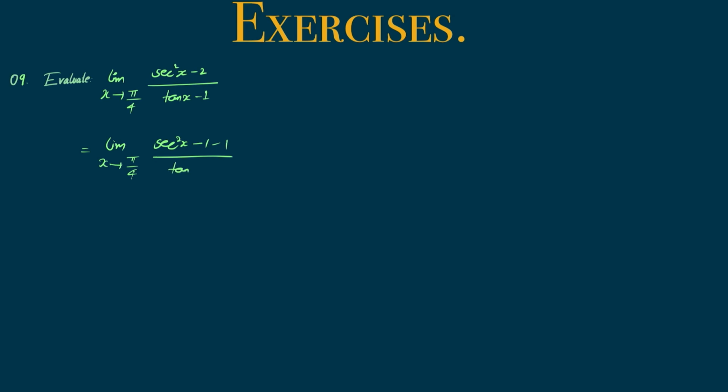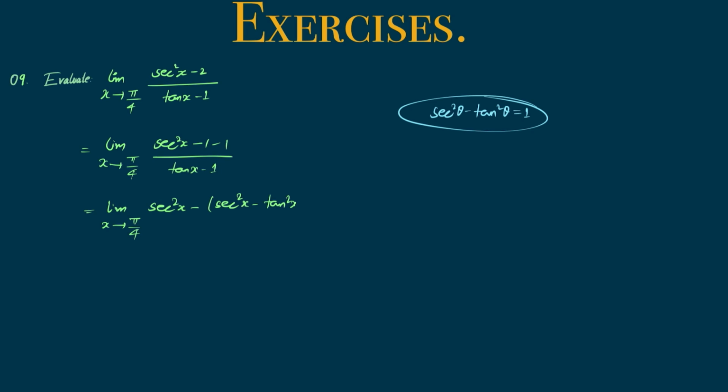So it will be (tan x minus 1) equals limit x tends to pi by 4 sec square x minus, now in place of this one there is one result between sec and tan, and that is sec square theta minus tan square theta equals 1. So this you have to know. So now in place of this one, I can write sec square x minus tan square x, and that minus 1, by tan x minus 1.